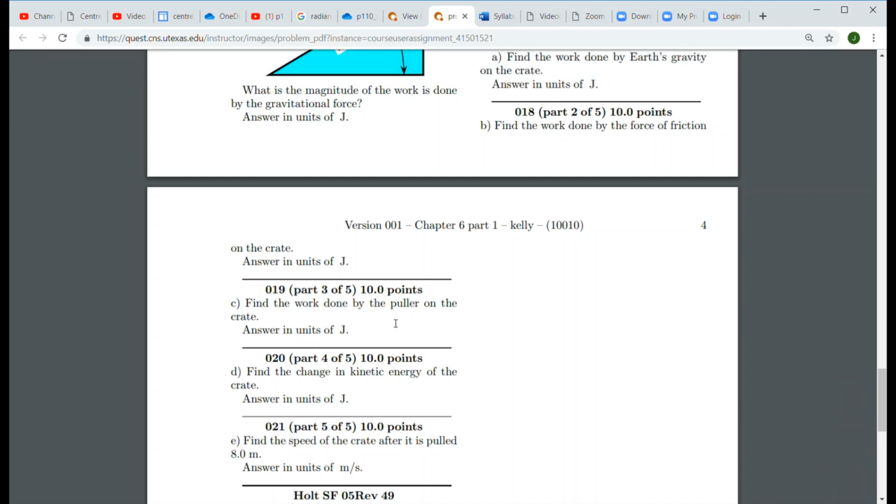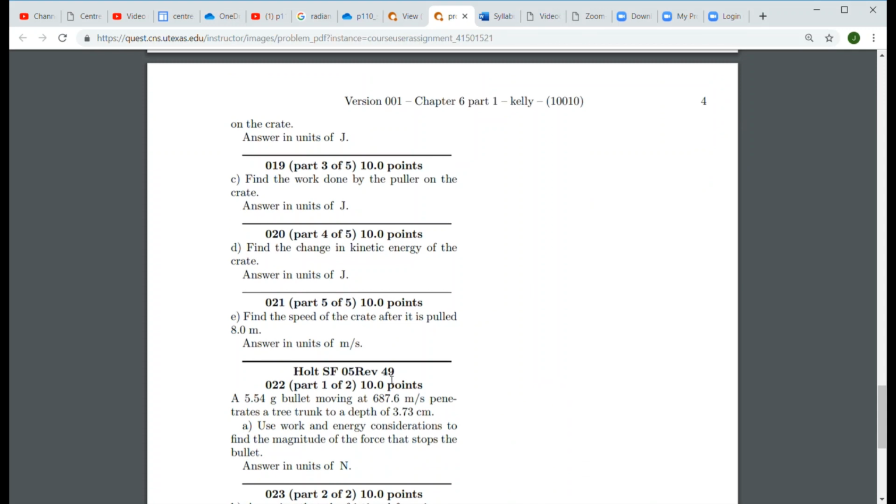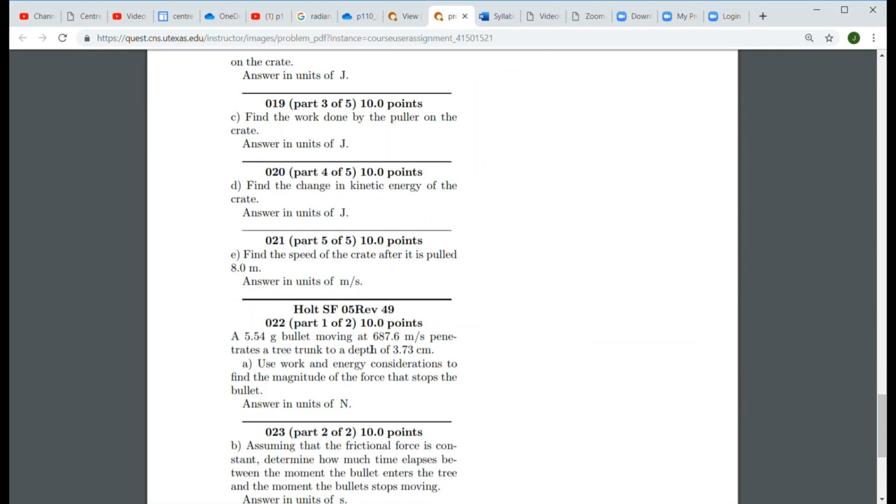Add all those together, we get the net work done on the crate by all forces, and that's equal to the change in kinetic energy of the crate. And then if we find the speed after the crate is pulled 8 meters, that would be setting that number equal to 1/2 mv final squared minus 1/2 mv initial squared, and we were given a v initial in the problem, so we could find out what v final is that way.